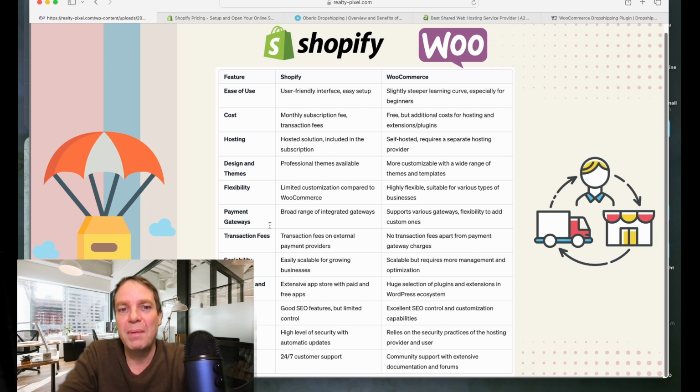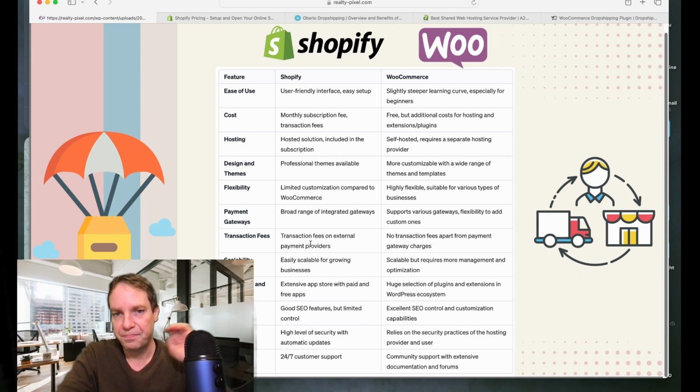So payment gateways, I think this is mostly the same, because Shopify and also WooCommerce, they are supporting all the major payment providers, PayPal, Stripe, all credit cards, and whatever there is. So I think this is 50-50. So they both support almost everything.